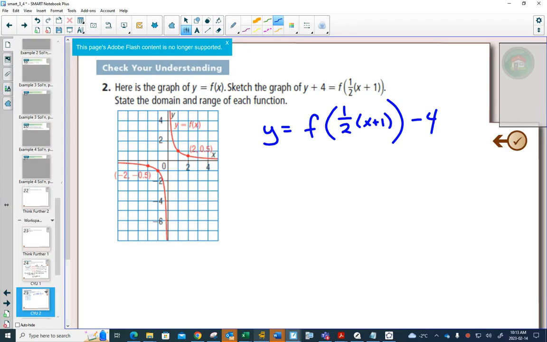And next, I'm going to look at each of the numbers and describe what they mean. So this half would be, because it's inside the function, a horizontal stretch. That tells us we're going to multiply our x values by 2. The next number is the 1 inside the function. That's going to go 1 to the left. And finally, the minus 4 is outside the function. That's a vertical translation. That's going to go 4 down.